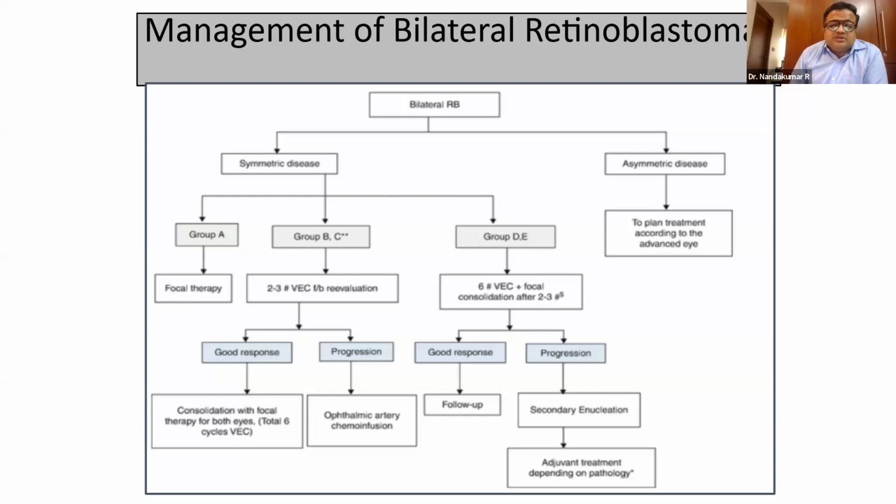When you have bilateral retinoblastoma, basically you have to group both eyes, the right and the left eye, and the management principle is based on the most severely affected eye. For example, if you have B and E, then your management will be like your group E. If it is bilateral group A, you can still get away with focal therapy. But if you have group B on one eye, and group B or C on the other, then definitely chemotherapy is recommended. Subsequently, you go for response assessment and then decide.